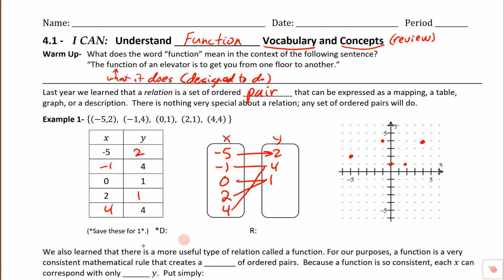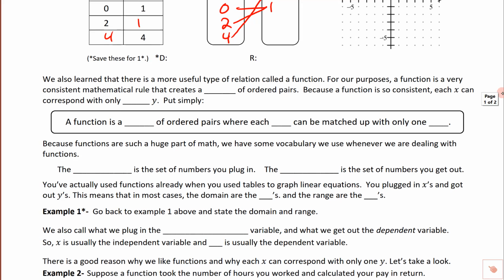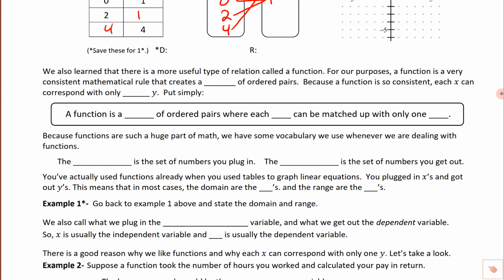Now, this down here, we're going to leave this for a little bit later. We're going to learn some vocabulary. We're going to slide down here, and we're going to take a look at the rest of this. So some other things that we learned about relations are that if they're special enough, if there's some special condition that's met, we can actually call a relation a function.